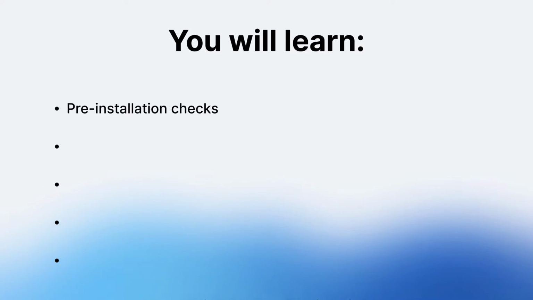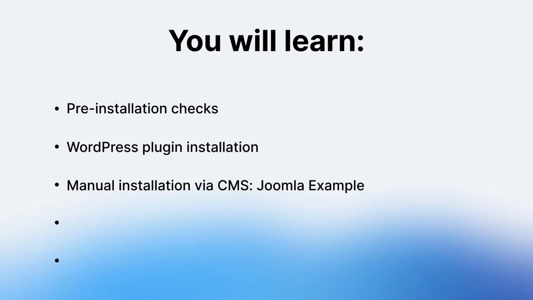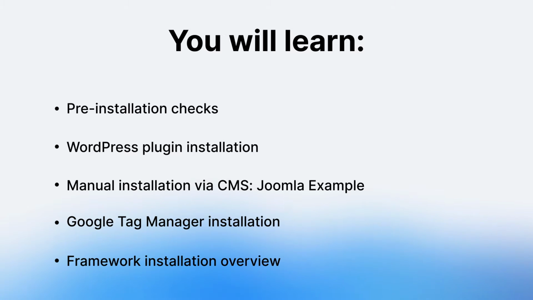We'll start with some basic pre-installation setting checks that are good to do before installing Piwik PRO. Then we will learn how to install our platform via the official Piwik PRO WordPress plugin, which is probably the easiest method of installation if your website happens to be built on WordPress. After that, we will show you an example of manual installation via CMS, Content Management System. Because WordPress has a plugin, we will use Joomla as our example.